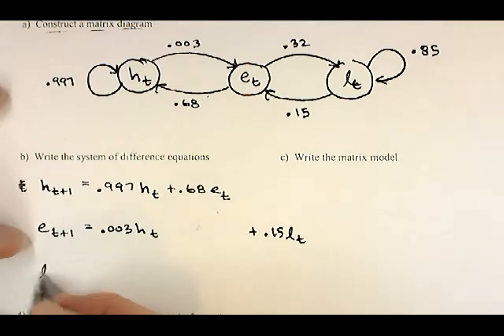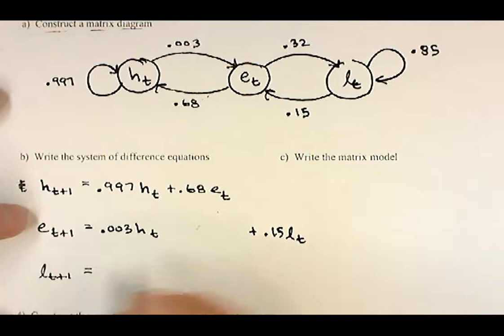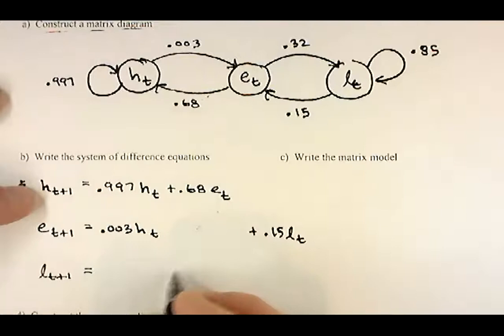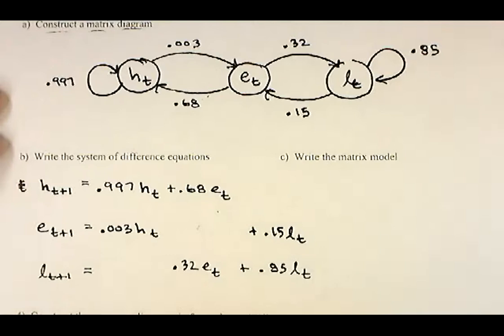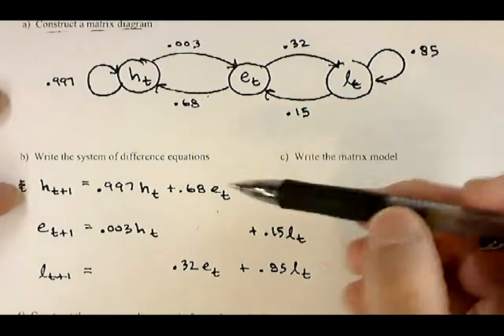And my next group of late term cancer patients come from 32%, so I'll put that in the middle, of the early stage group plus 85% that were in the late stage group before. So that's what they mean by a difference equation. It's basically telling you how you get to your next group from the previous groups.